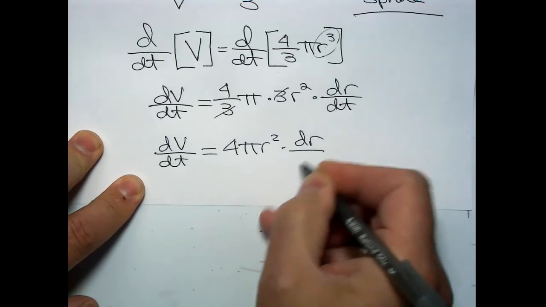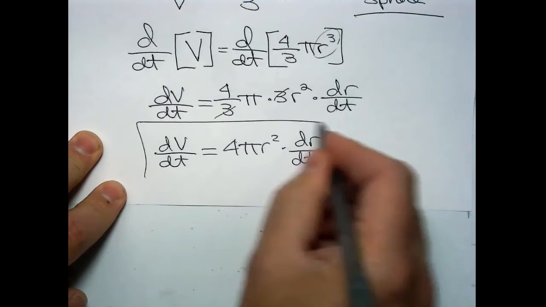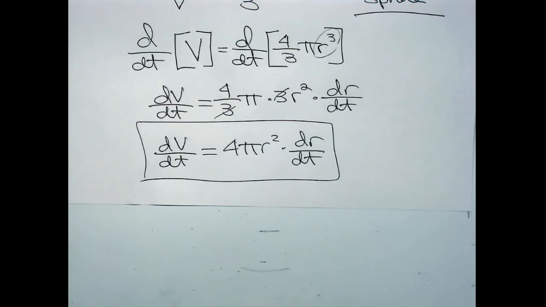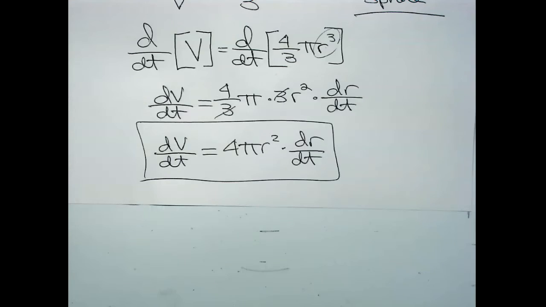So how does the rate of volume change relate to the rate of radius change? Apparently, we just discovered the related rate equation. So the way you get this related rate equation, again, is by d/dt'ing both sides very carefully. So now, let's plug some information in.